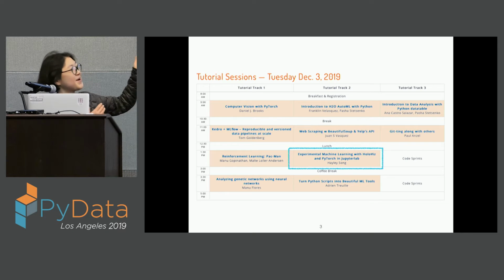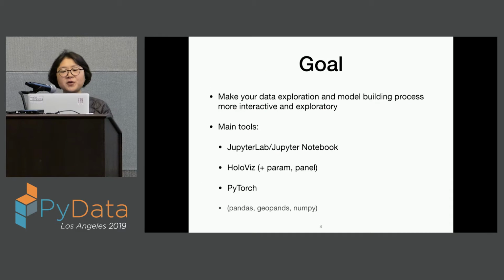So everyone's here. This is experimental machine learning with Holoviz, PyTorch in JupyterLab or Jupyter Notebook. Today's goal is to make your data exploration and model building process more interactive and exploratory. The main goals will be to use Jupyter environment and this visualization library called Holoviz and its ecosystem, and PyTorch to train our model. And then along the way, we will use other libraries like pandas, GeoPandas, and NumPy.